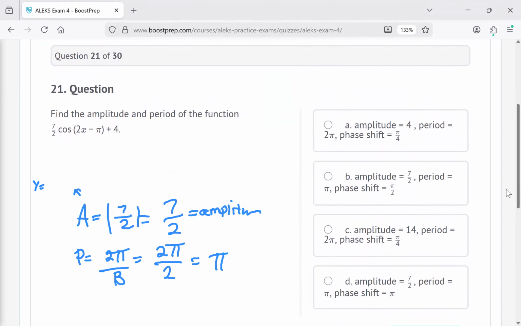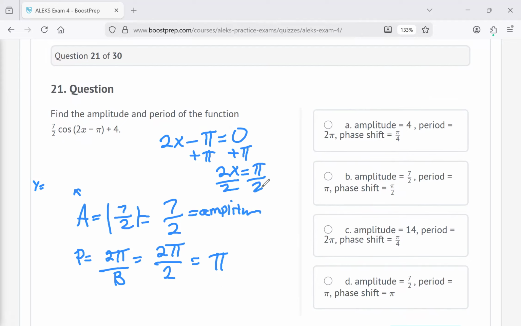Oh, what about the phase shift? The phase shift is easy to find. All you've got to do is set whatever is in the parentheses to 0. So our parentheses is 2x minus pi. Set that to 0, and then you solve for x. So x equals pi over 2.